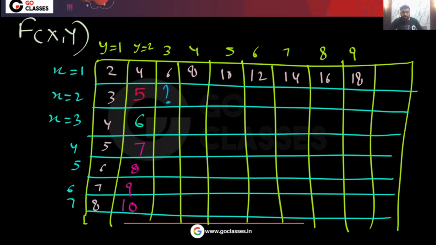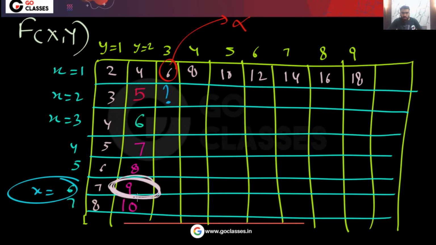So what will this entry be? Again, very simple. If you want to find this entry, just take this entry. This is your alpha. In the previous column, go where you have x equal to alpha. So this 9 will be your answer. Is this clear? This 9 is going to be your answer.